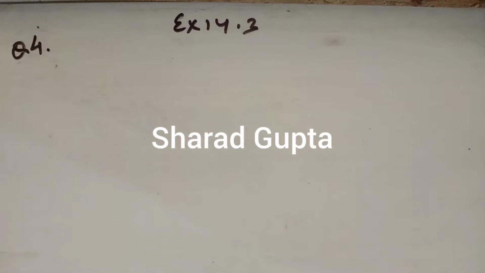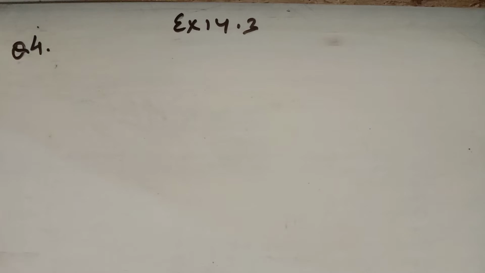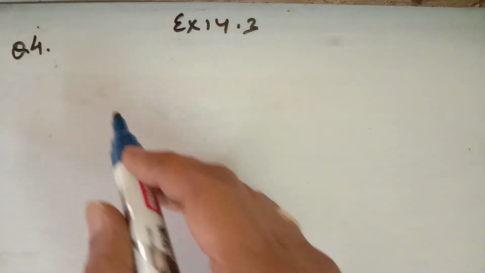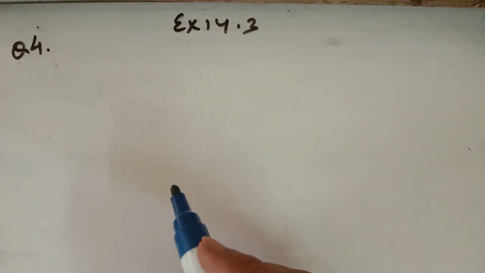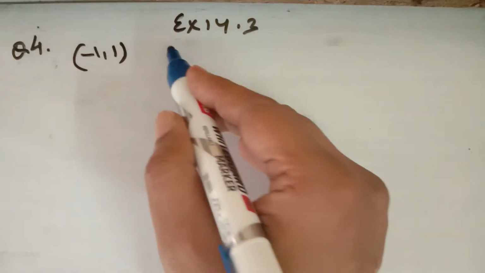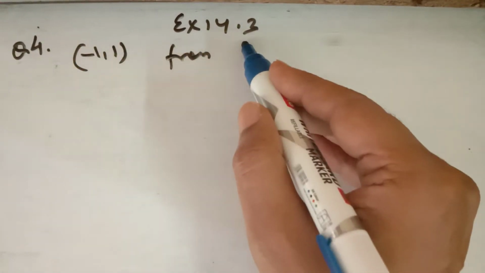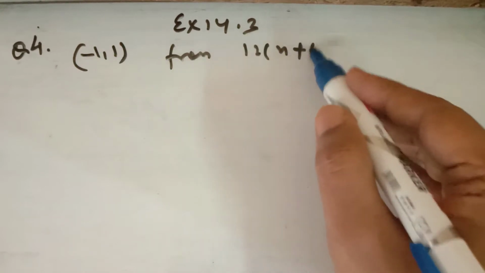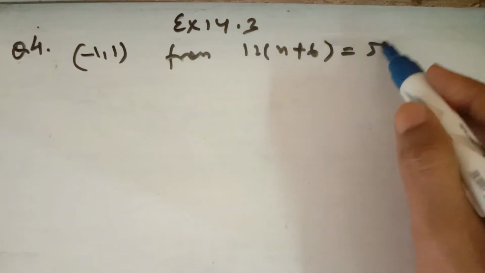Hello, this is lecture number 8 for the chapter Straight Lines for class 11th. In the last video we discussed exercise 10.3 and we have done up to question number 3. Now in question number 4 you have to find the distance of this point from the line. The line is 12(x + 6) = 5y - 2.